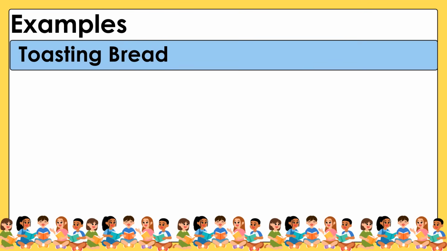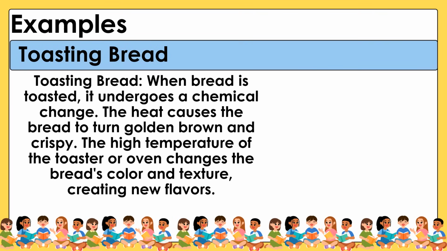Let's talk about examples of chemical change. First, we have toasting bread. When bread is toasted, it undergoes a chemical change. The heat causes the bread to turn golden brown and crispy. The high temperature of the toaster or oven changes the bread's color and texture, creating new flavors.